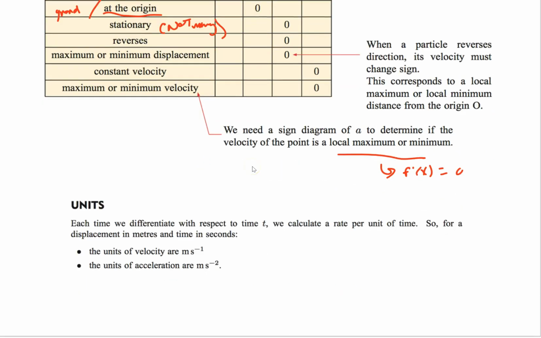Let's not forget units. In IB, they like to use this notation. Most of the time, the original s of t would just be in meters or feet or something.